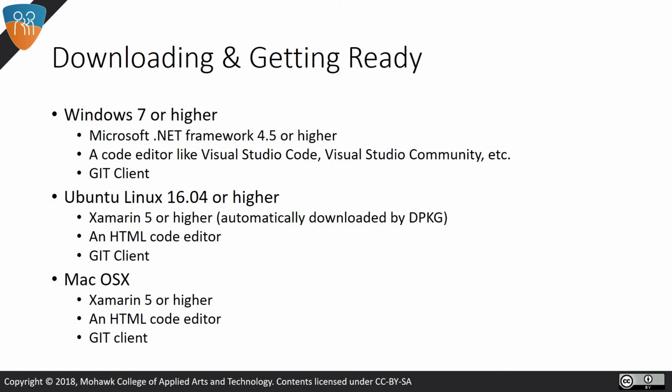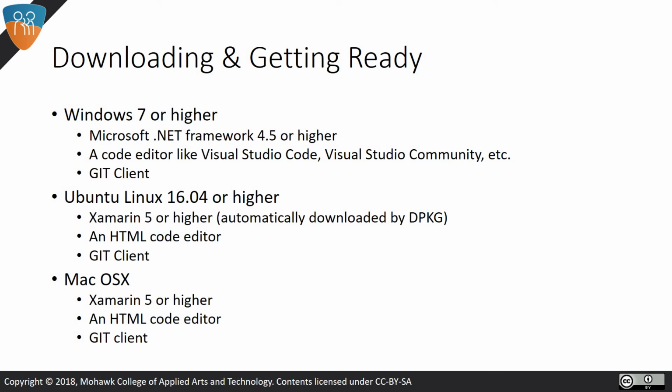Now, in order to download and get ready for this installation, we have to have one of three configurations. The platform will run on Windows, Linux, or Mac OS X. However, if you're going to run it on Windows, you're going to need a code editor like Visual Studio Code or Visual Studio Community, and a Git client in addition to the Microsoft .NET framework. In this video, we're going to use Visual Studio Code because it's a nice lightweight editor that allows us to quickly demonstrate some of the features.